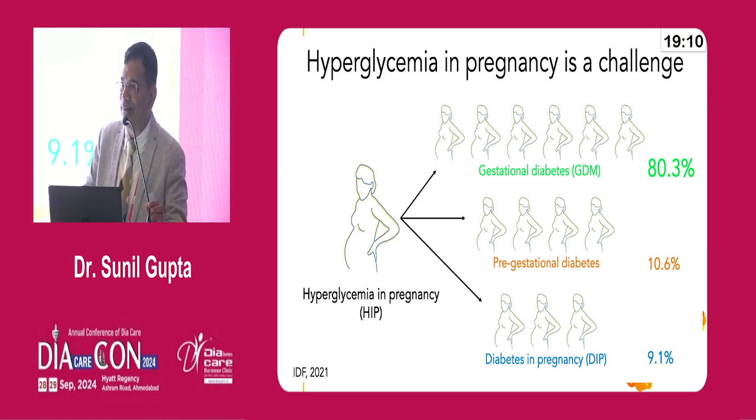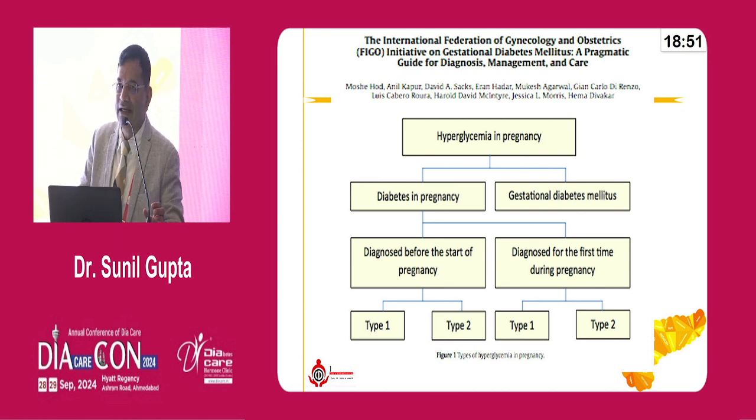have some kind of hyperglycemia in pregnancy. 85% are going to be gestational diabetes, which appears during pregnancy, disappears after delivery. And the rest 15% might be either pre-existing type 1 diabetes becoming pregnant, or pre-existing type 2 diabetes becoming pregnant. So every woman in India should be screened for it.